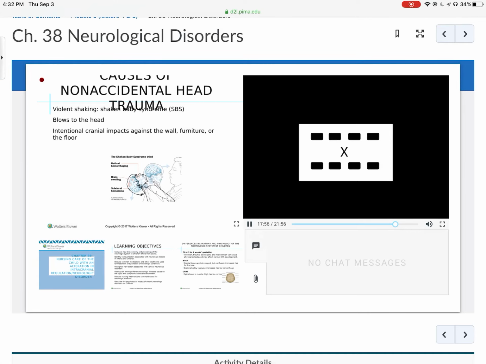also the signs and symptoms of increased intracranial pressure. If it was an infant, and the fontanelle's open, you'll see bulging of the fontanelle.